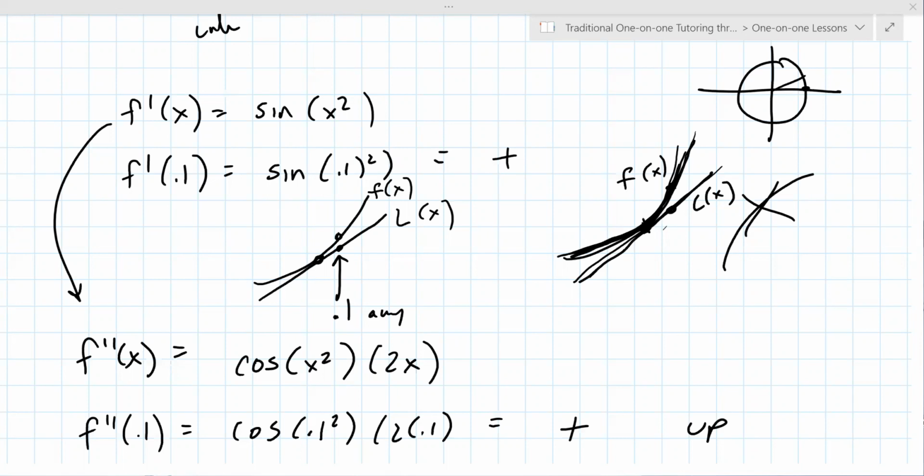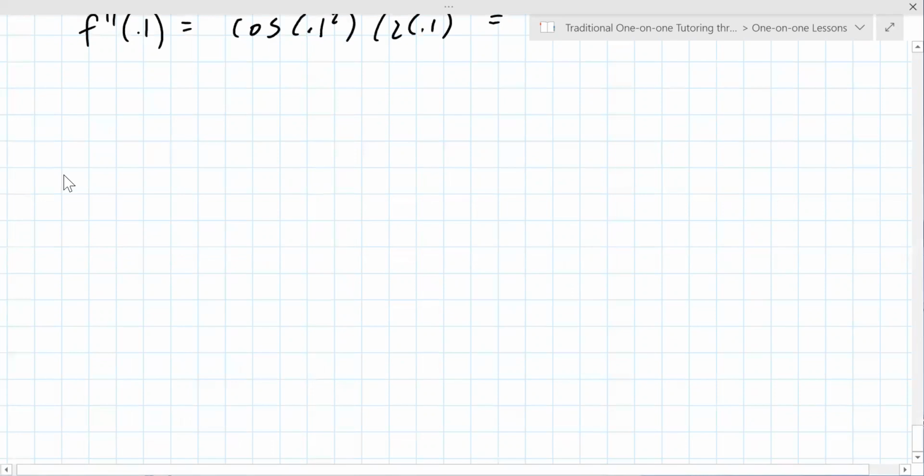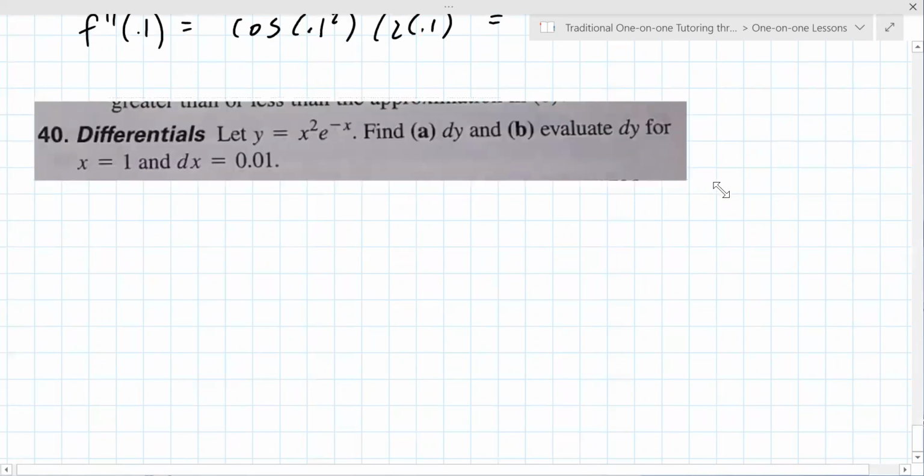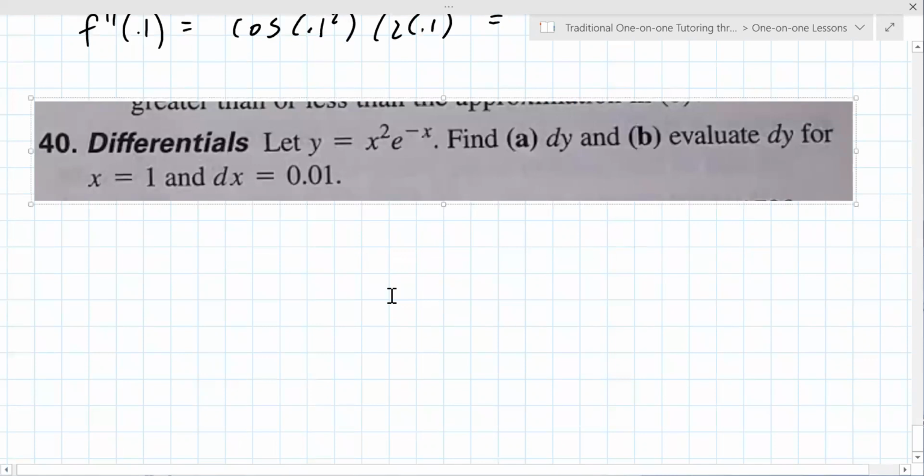So 39 and 40 are like one-offs. I would ask my instructor, do you expect me to know this for the exam? Because you're only getting one of them. Sure. But I guess the same, because I think we only did one optimization and one related rate. So maybe it's fair here.